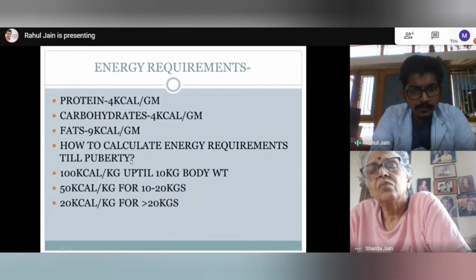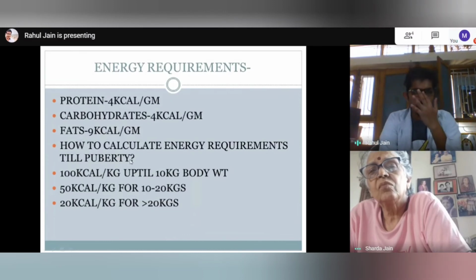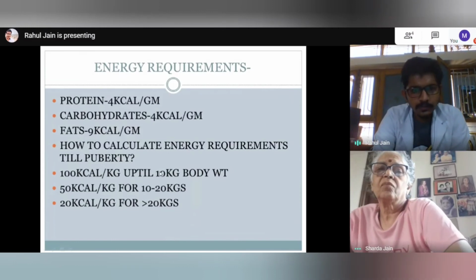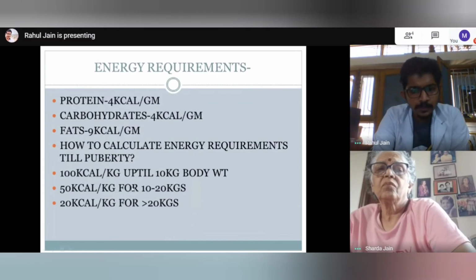Then how to calculate energy requirements till puberty? For anyone till the age of puberty, how will we calculate how much energy they require? So suppose for the first 10 kgs of body weight, the demand is 100 kcal per kg. For the next 10 it's 50, and more than that it's 20. So suppose a child is 20 kgs, so it becomes 100 into 10, that is 1000, plus 50 into 10, that is 500, so 1500 kcals per day.